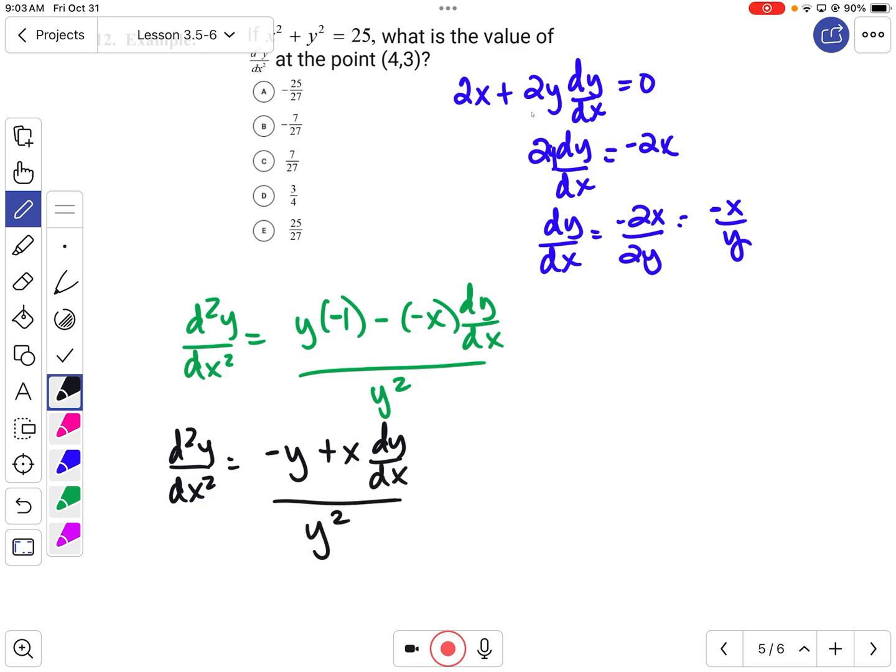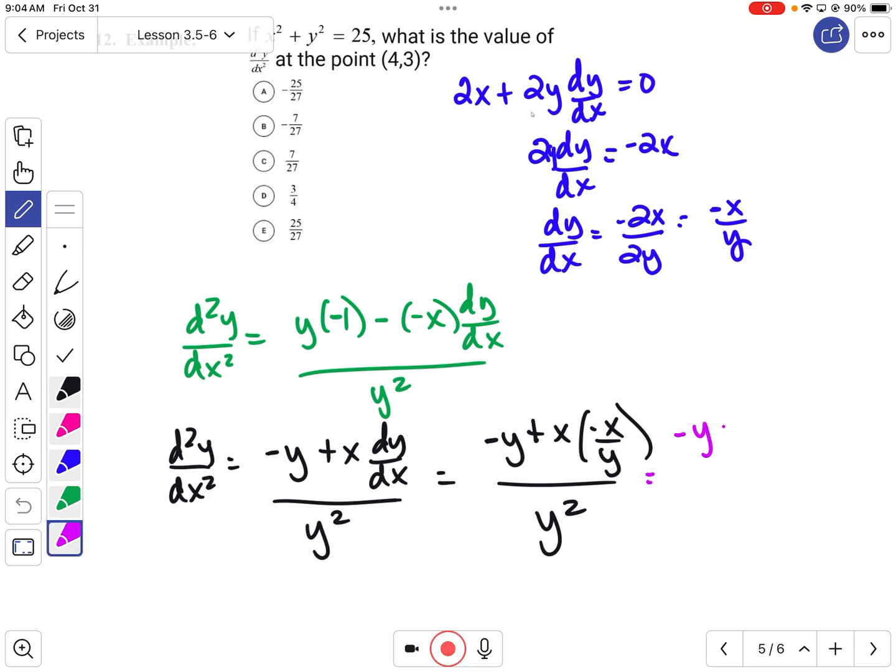Now, I am going to put that dy dx back in. So that gives me negative y plus x times negative x over y squared. Because this is multiple choice, and all they want me to do is plug in an ordered pair, I would not simplify any farther. But I want to show you the simplification because there's going to be a time where they want you to. So if I keep working, that's negative y minus x squared over y, divided by y squared.